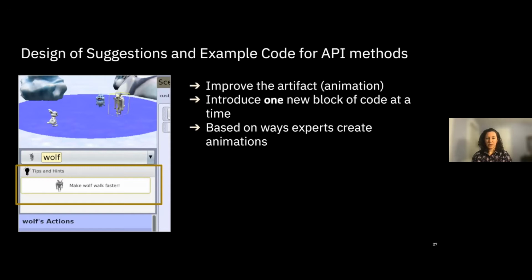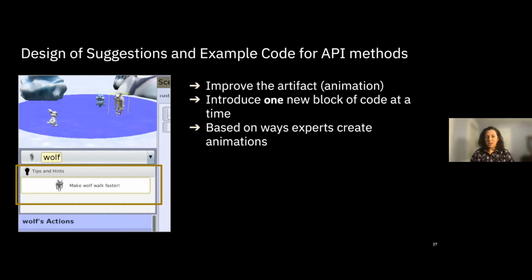So for example, if a participant had 3 lines of code that were repeated, we didn't want to just replace that with a repeat loop, because that would only improve the code, but not the animation. So instead, we might want to introduce a repeat loop in a way that actually improves the animation as well.